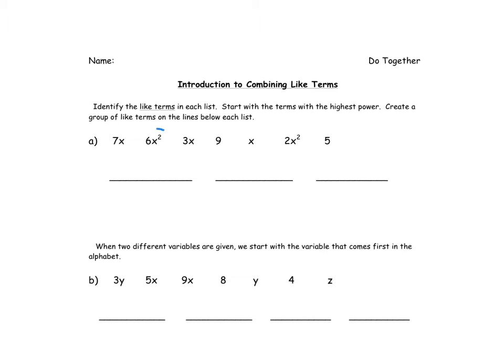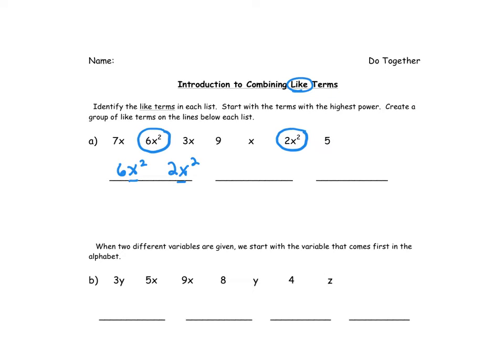So I see that I have 6x squared. And if I look further, oh, I have another x squared term, but it has a coefficient of 2. So I'm going to write down 6x squared, and I'm going to write down 2x squared. These are both the same because of the same variable raised to the same power. So they are like terms. So I don't see any other terms that have x squared.